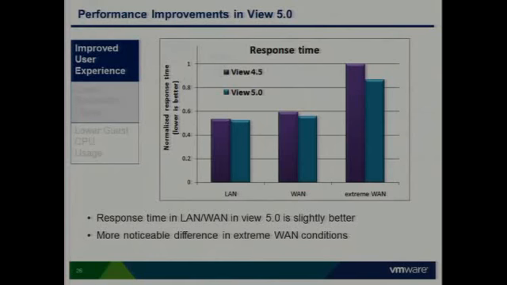As you see, as we go from LAN to extreme WAN, the application response time increases. But in LAN and WAN, there is not much significant difference in the application response time. If you look at extreme WAN, we are seeing about 15% better user experience, or lower response time, in View 5.0. So this is more noticeable in the extreme WAN condition.